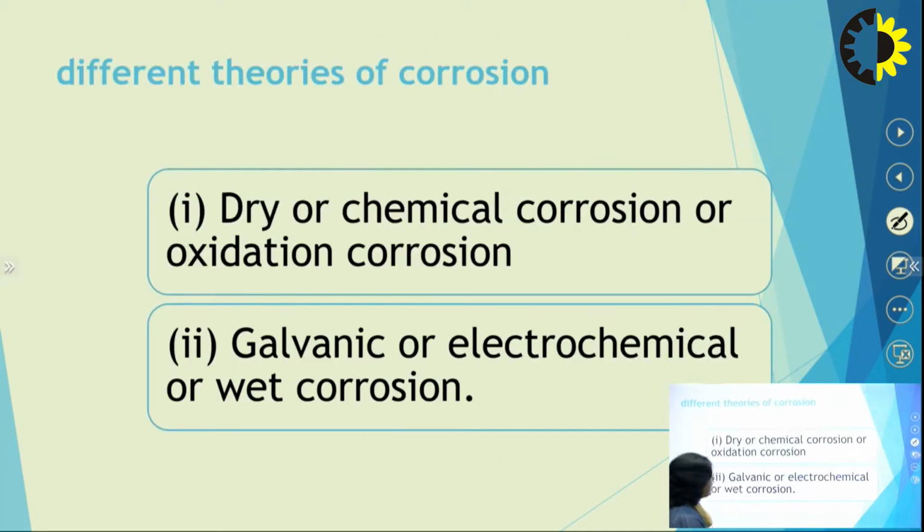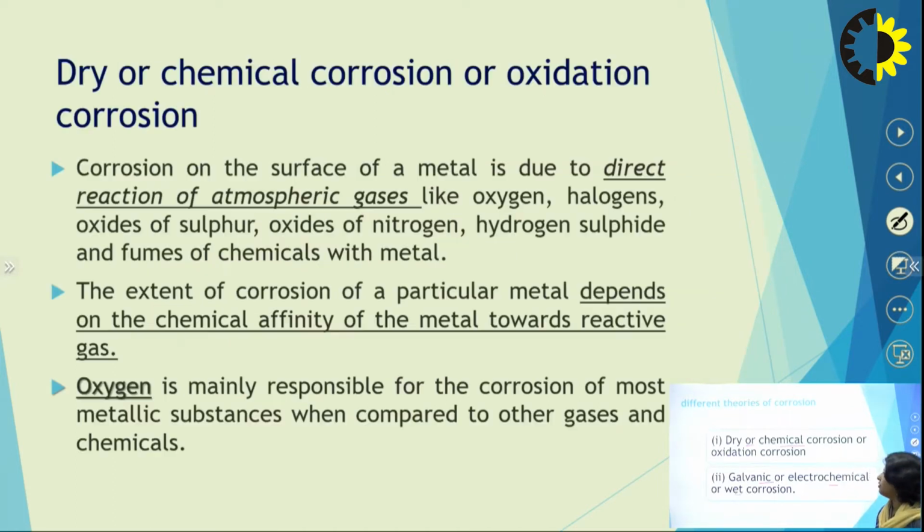There are two types of corrosion we are going to study, or rather two types of mechanism of corrosion. The first one is dry or chemical corrosion, in which moisture is not available or is less available, and the second type is galvanic or electrochemical corrosion. It is also referred to as wet corrosion. So these are the important types of corrosion.